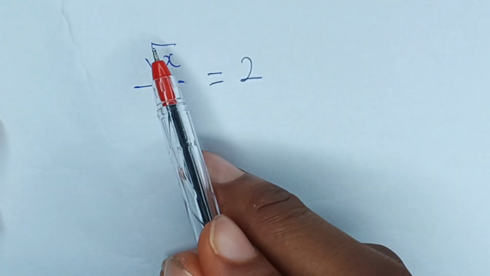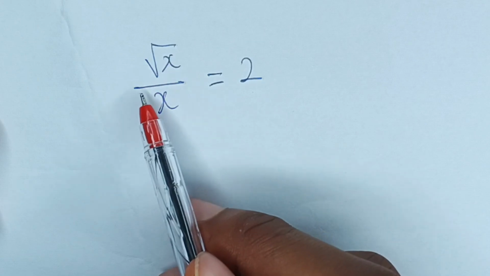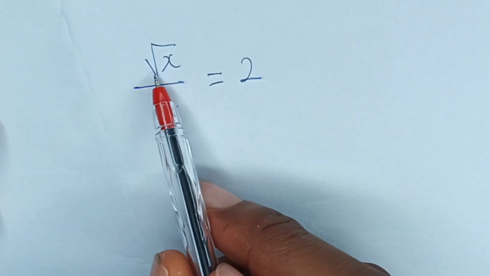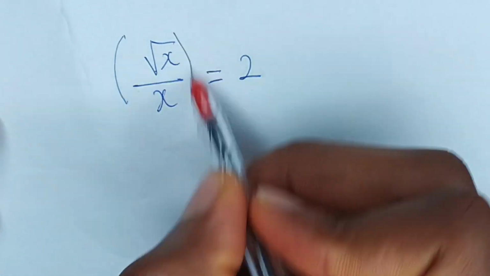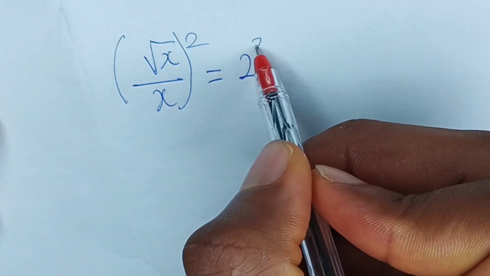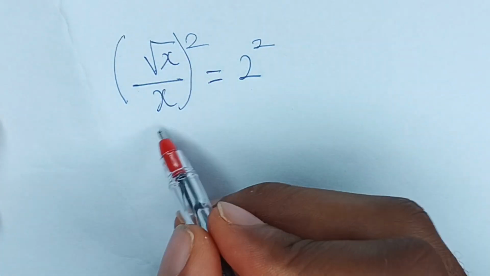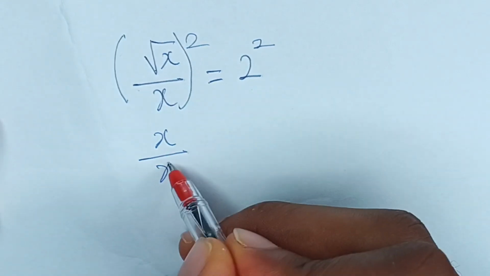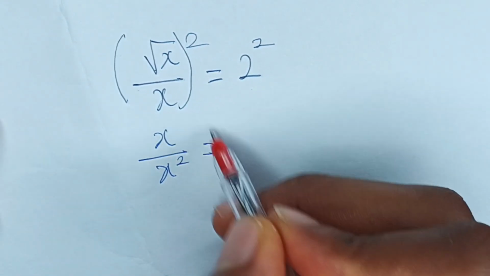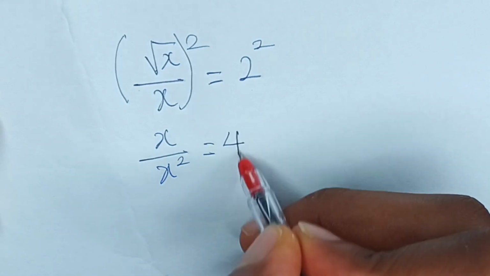First step to take care is to square both sides. And why are we doing this? We want to eliminate this square root. So we have this side to the power of 2 and this side to the power of 2. Root of x squared is x, over x squared is x squared, is equal to 2 squared, which is 4.